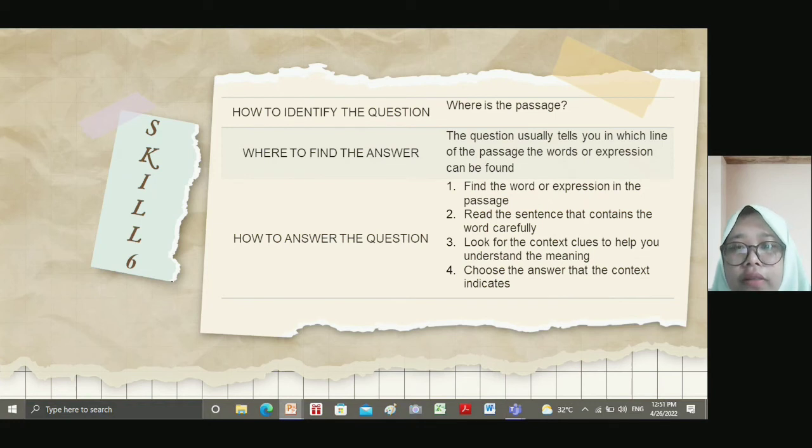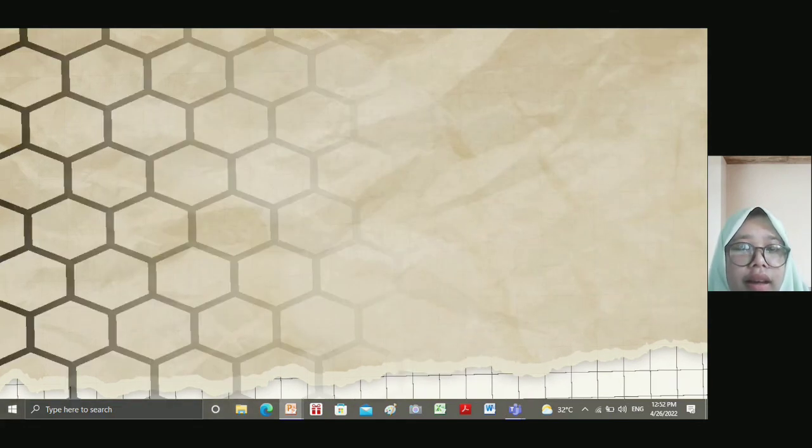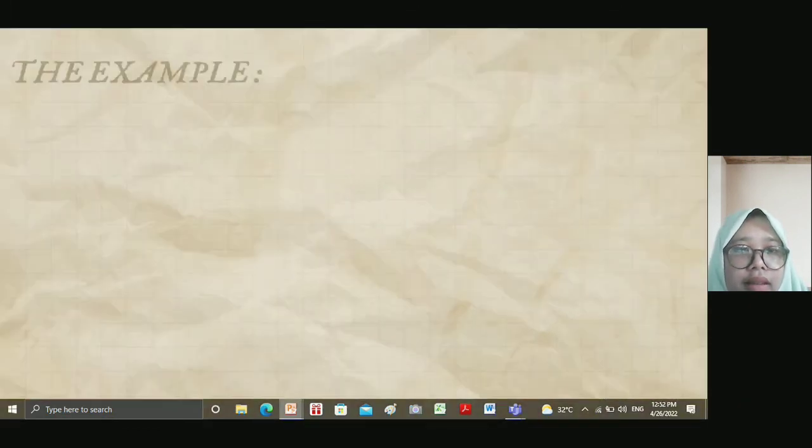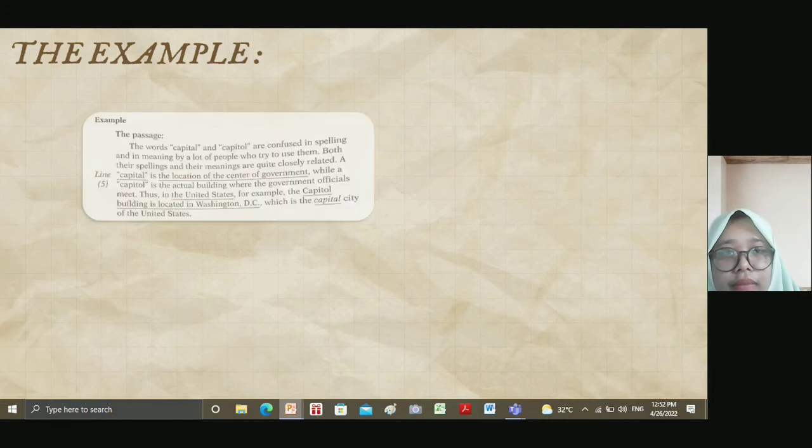Number one, find the word or expression in the passage. Number two, read the sentence that contains the word carefully. Number three, look for the context clues to help you understand the meaning. And last, choose the answer that the context indicates. Let me give an example and read together again.